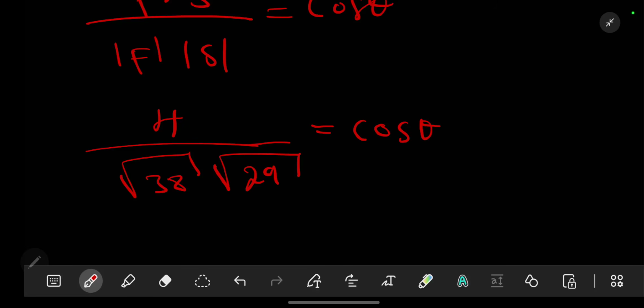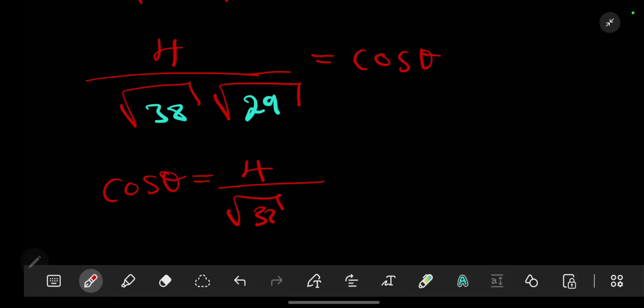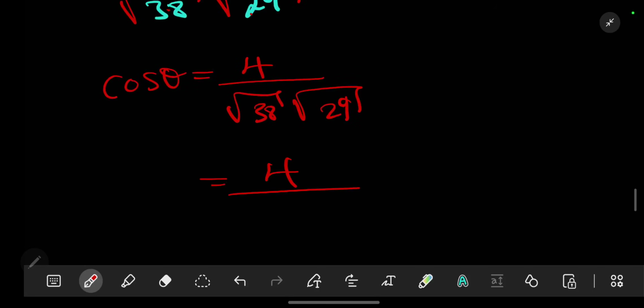So by the rules of roots, if you have 2 roots, you can just multiply them. So the cos of theta should be equal to 4 over the root of 38 times the root of 29. I've just rearranged it, it's the same. So multiply what is inside and keep one root. We have 38 times 29, and this gives us 1102. So we have 4 over the root of 1102.